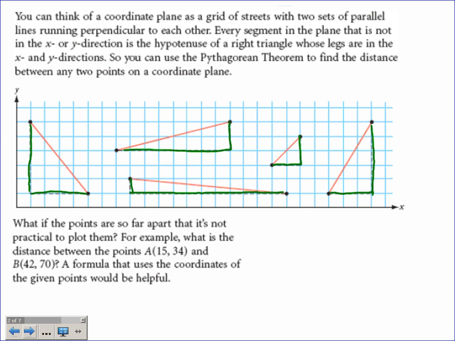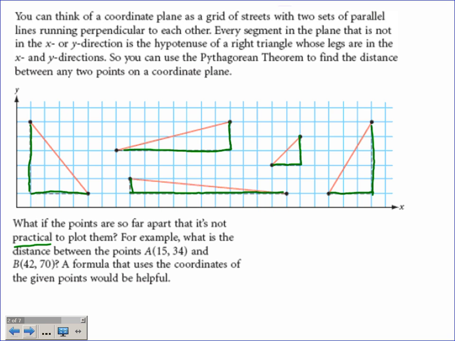Okay, but it says that's really nice if you have it sketched and it's drawn. That's fine, but it says down here, what if the points are so far apart that it's not practical? It's not practical to plot them. Practical just means there's no way that I want to plot these giant points, 1534 and 4270. I'm not going to draw that. So it says there has to be a better way to do this.